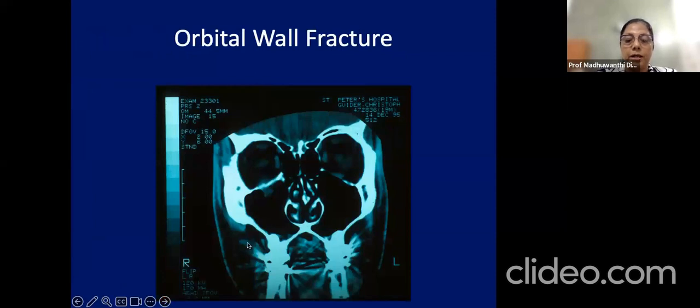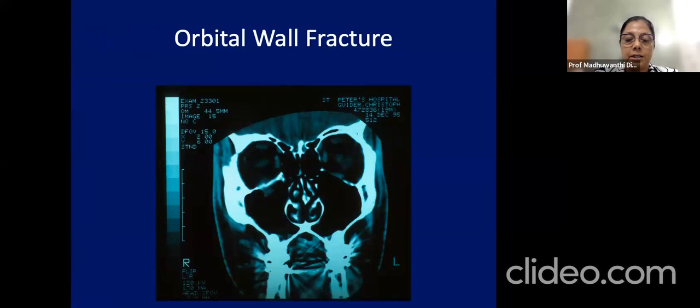So not only the eyeball, but the orbit can get damaged due to trauma. Blunt trauma can cause this damage, this injury. What is this? It is an orbital floor fracture. So what is the characteristic feature here?